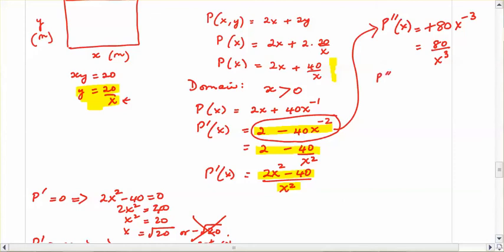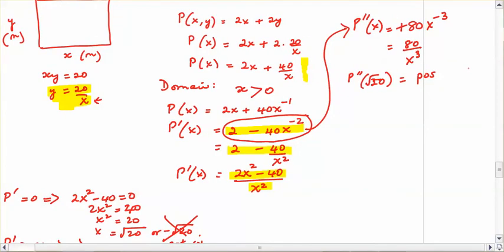So P double prime of root 20 is going to be, when I plug in root 20, I get a positive answer. I don't care exactly what its value is, I can just see it's positive. And remember that if P double prime is positive, you have got a function that is concave up at that point. Remember, positive is a happy face. Let's draw a big smile. Concave up with a horizontal tangent. I have got a local min. So therefore, P has a local min at x equals root 20.